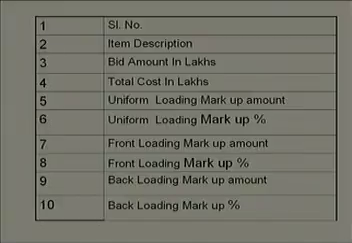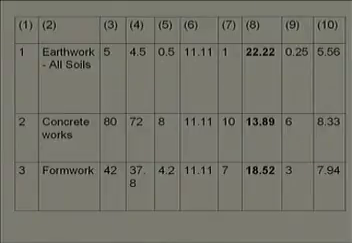I will read it out once again. Column 1 indicates serial number, column 2 indicates item description, column 3 indicates bid amount in lakhs, column 4 represents total cost in lakhs, column 5 is uniform loading markup amount, column 6 uniform loading markup percentage, column 7 is front loading markup amount, column 8 is front loading markup percentage, 9 and 10 correspond to back loading. Now I move to the actual table.